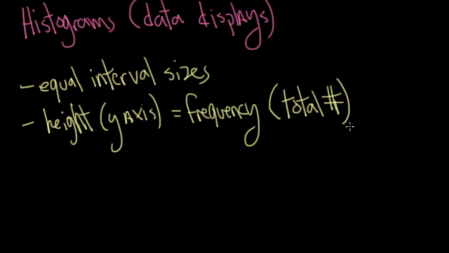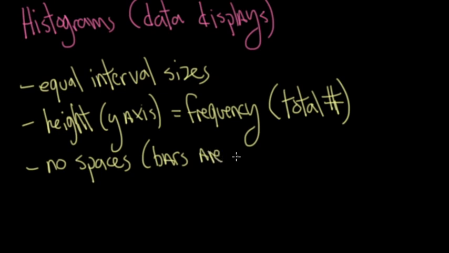And what's the last thing you guys need to know? There are no spaces. So that means that the bars are touching. That is one of the things that you guys need to know for histograms. Okay, so those are the nitty-gritty stuff. Let's just get to an example, shall we?